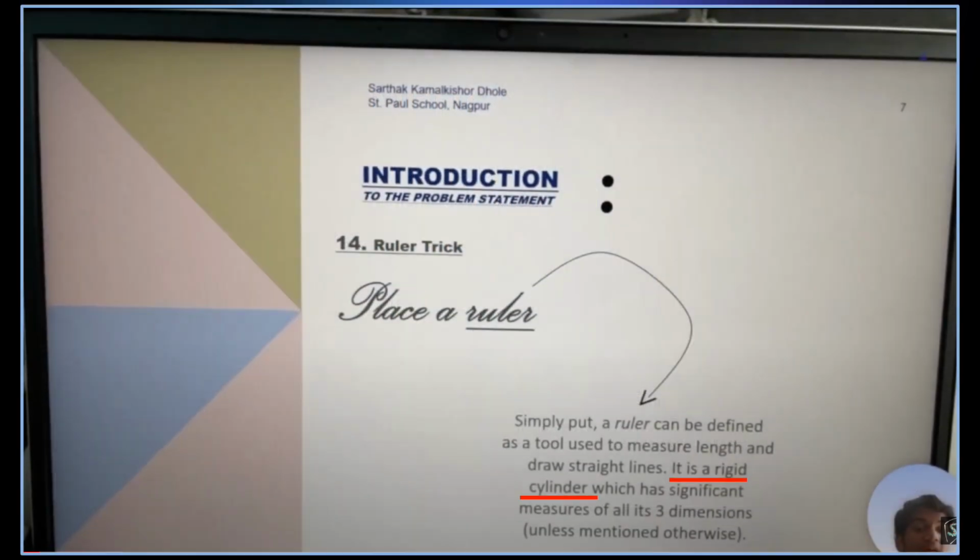This is just a screenshot of the slide where the ruler is defined as a rigid cylinder, and this should be corrected.